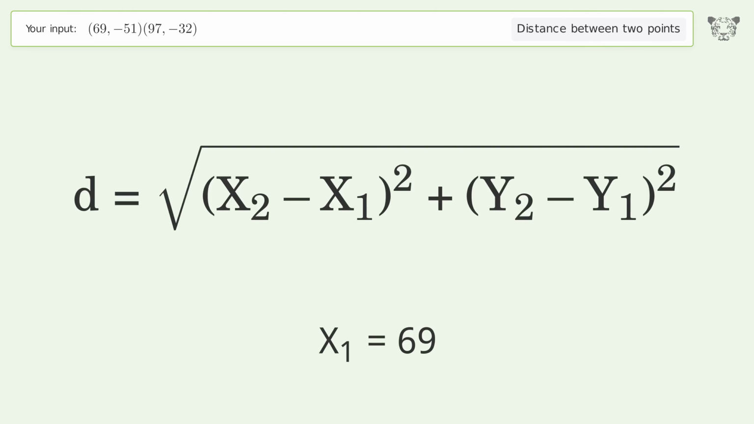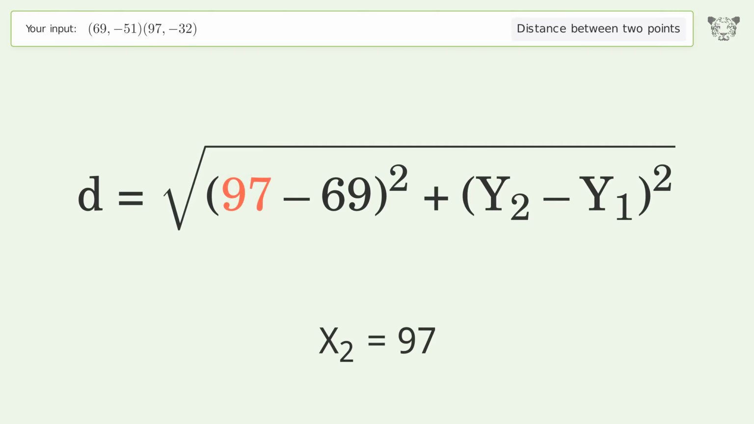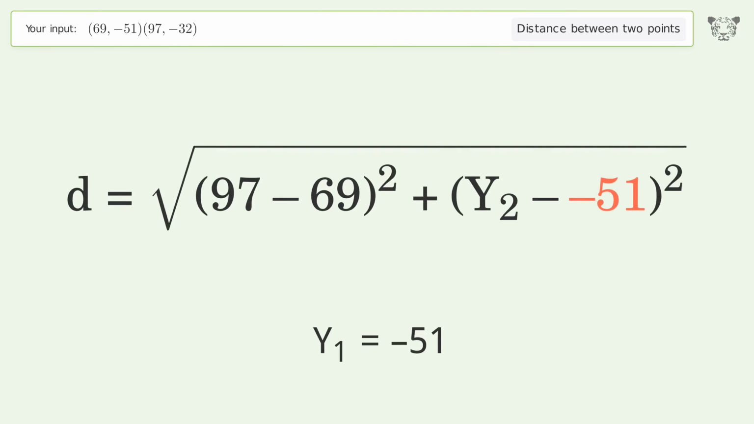x1 equals 69. x2 equals 97. y1 equals negative 51. y2 equals negative 32.